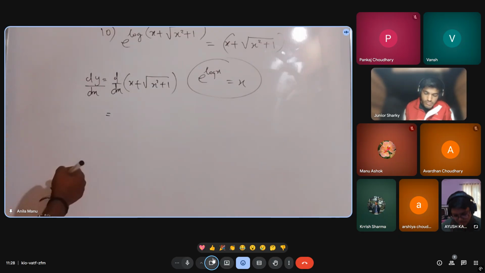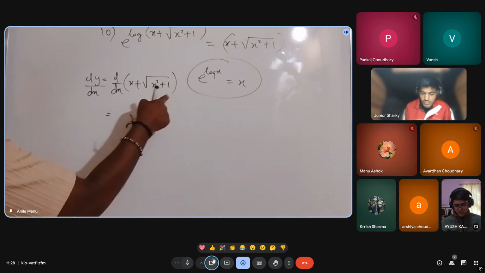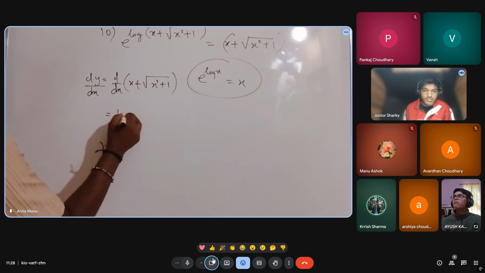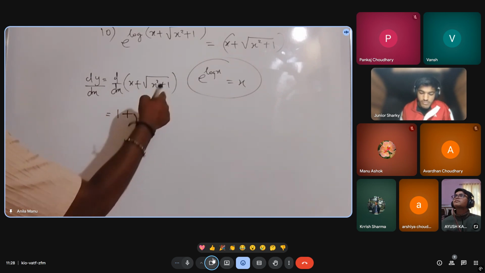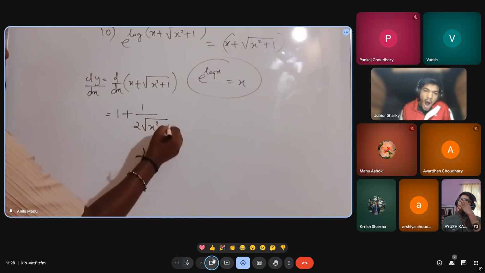Some rule we can use. No need to use the chain rule here. The chain rule you can use in the second part, but first the sum rule we can use. When you use the sum rule, the derivative of the first function x is 1, plus the derivative of root x, which is 1 by 2 root x.